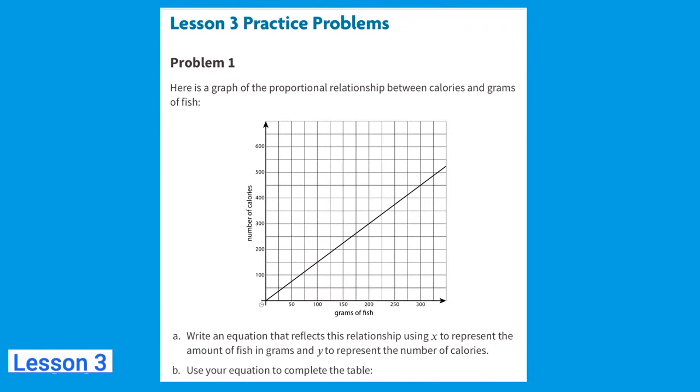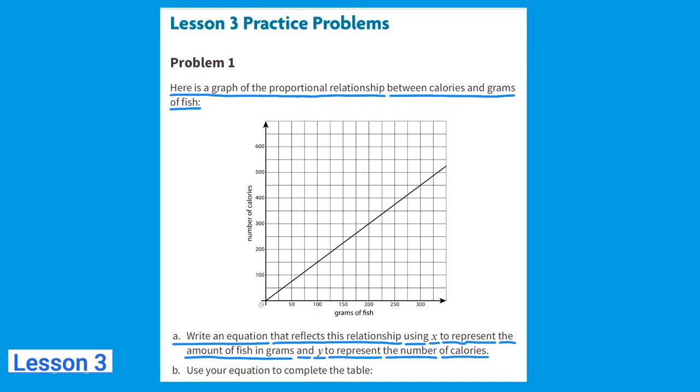Lesson 3 practice problems. Number 1. Here is a graph of the proportional relationship between calories and grams of fish. A. Write an equation that reflects this relationship, using x to represent the amount of fish in grams and y to represent the number of calories.